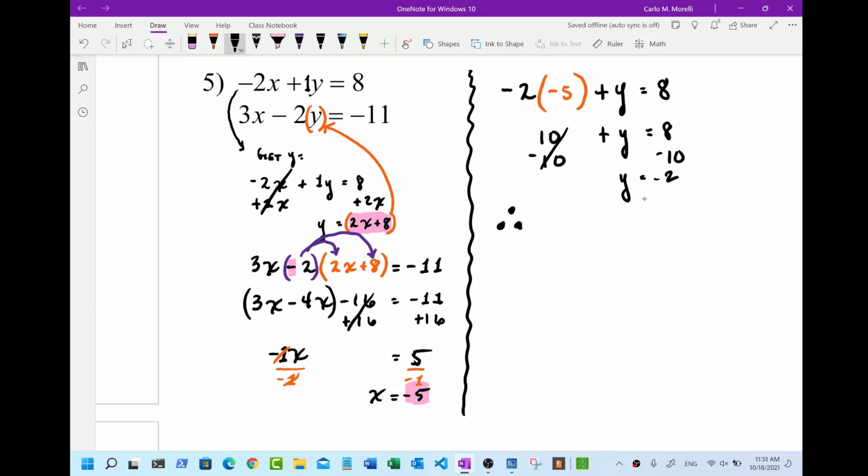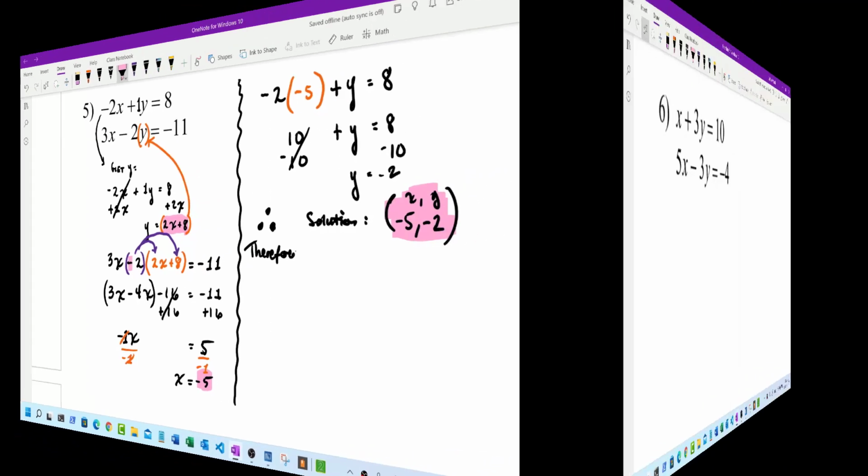Therefore, the solution is (x, y), and that would be negative 5 comma negative 2. No easy way around that, folks. That's substitution, okay? And that is the end of number 5.